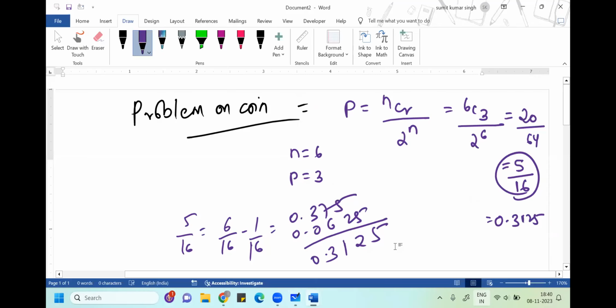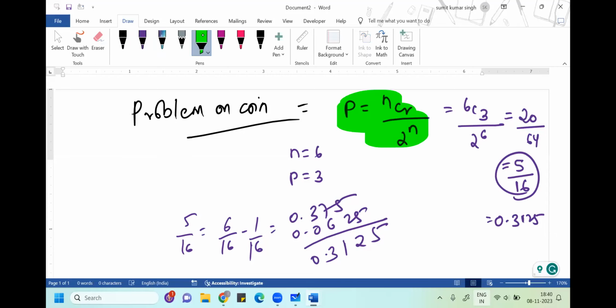Please remember this formula. Whenever you're getting a coin problem, just remember this formula. All coin problems you can do by using this formula. Probability is equal to NCR by 2 to the power n. Any doubt? You know about NCR, no?